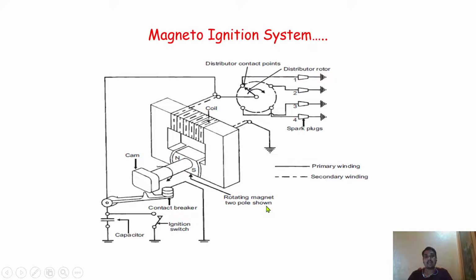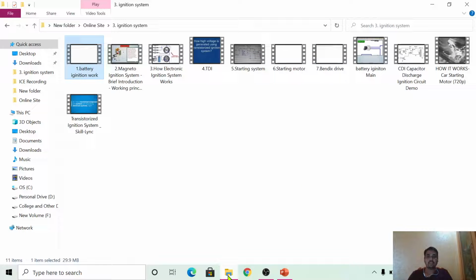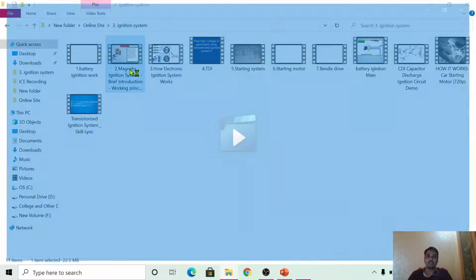Okay, so to understand this concept well, we will see one informative video, and this will again be helpful to understand the concept of this magneto ignition system itself. So please watch the video thoroughly.